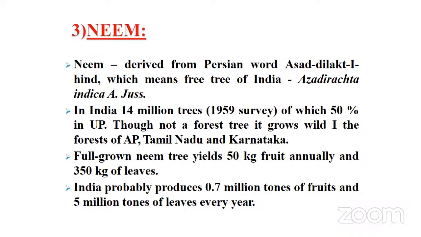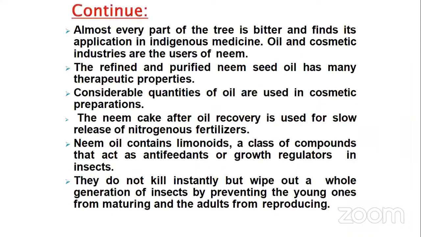seen in UP. Though not a forest tree, it grows wild in the forests of AP, Tamil Nadu, and Karnataka. A fully grown neem tree yields 50 kg of fruit annually and 350 kg of leaves. India probably produces 0.7 million tons of fruits and 5 million tons of leaves every year. This is the introduction of the neem.